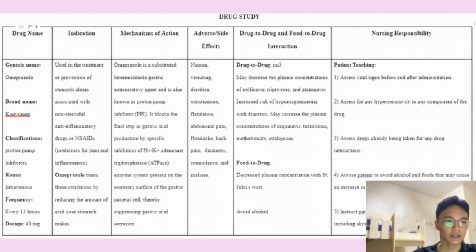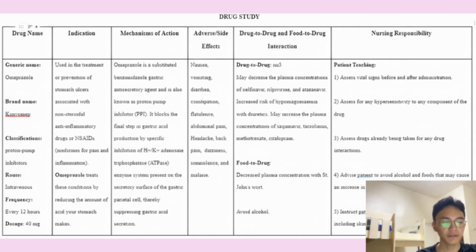It may decrease the plasma concentration of nelfinavir, rilpivirine, and atazanavir. Increase of hypomagnesemia with diuretics. It may increase the plasma concentration of saquinavir, tacrolimus, methotrexate, citalopram. So our food to drug interaction: the decreased plasma concentration, and avoiding of alcohol.